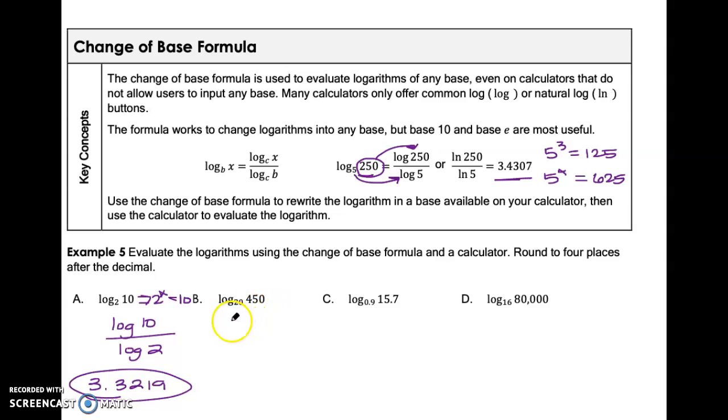For part B, we're going to take log base 20 of 450. Actually, I'm going to do this with a natural log this time just so we can see that this also works. So natural log of 450 divided by the natural log of 20. And so on the calculator, natural log of 450 divided by the natural log of 20, 2.0393.